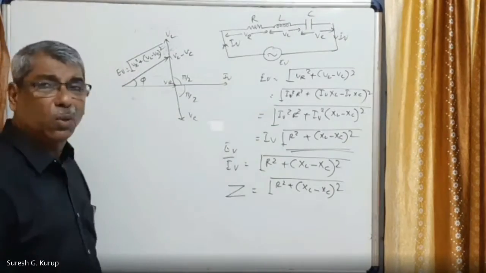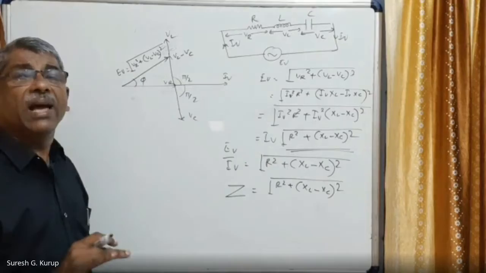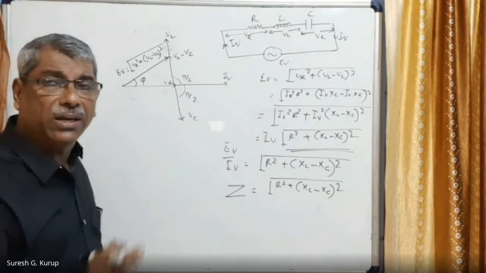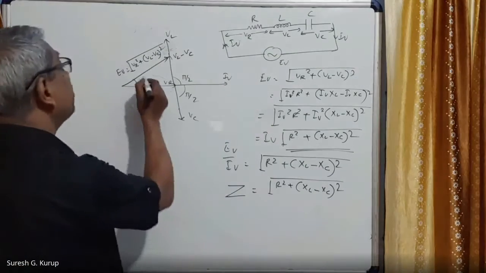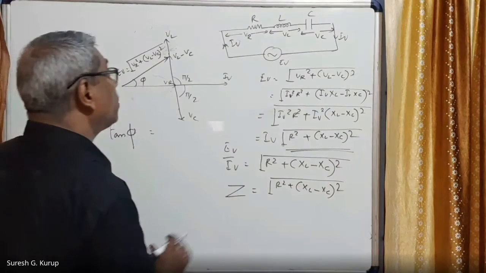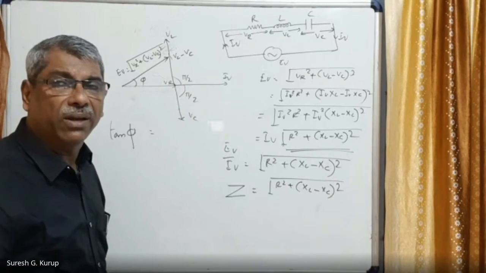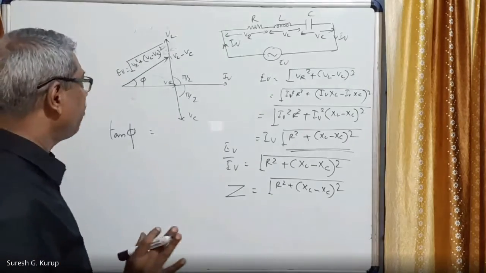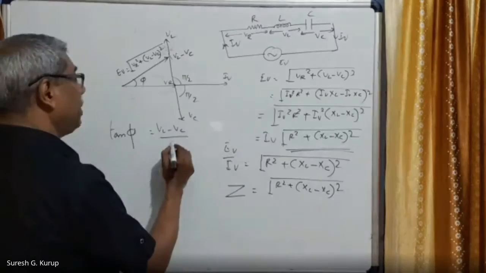So impedance is also obtained. Also from the phasor diagram, we can say that the current is lagging behind the EMF by an angle phi. So the phase angle is given by tan phi, which is perpendicular by base. For finding the phase angle, usually we calculate tan phi only, right? Tan phi is equal to perpendicular, that is VL minus VC, divided by VR.